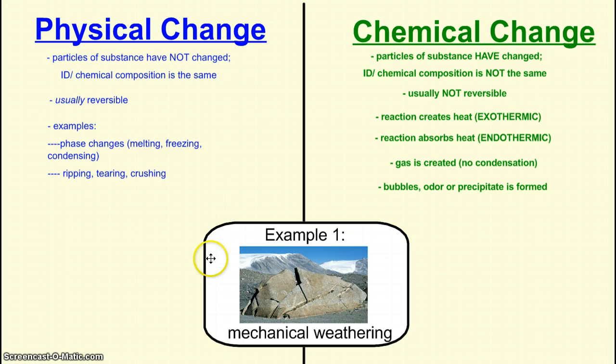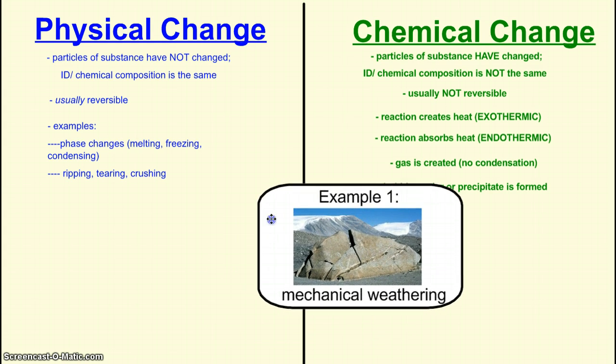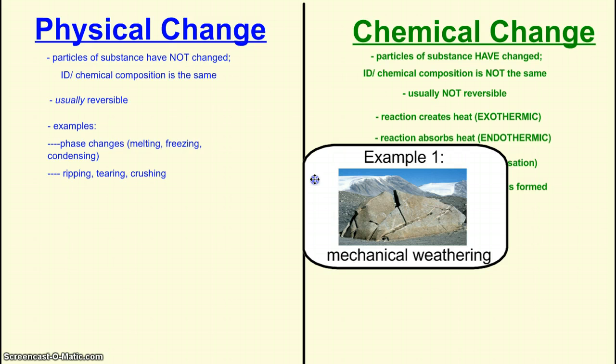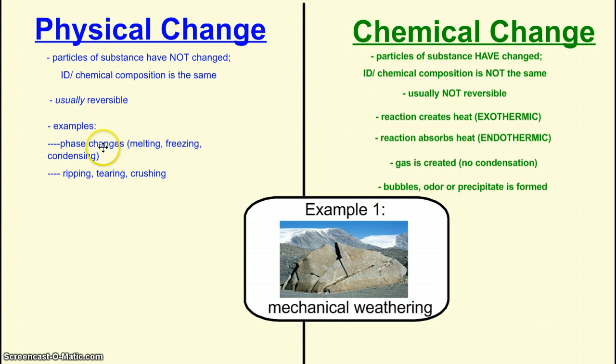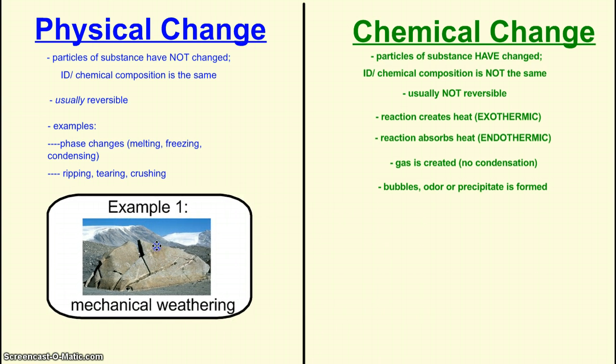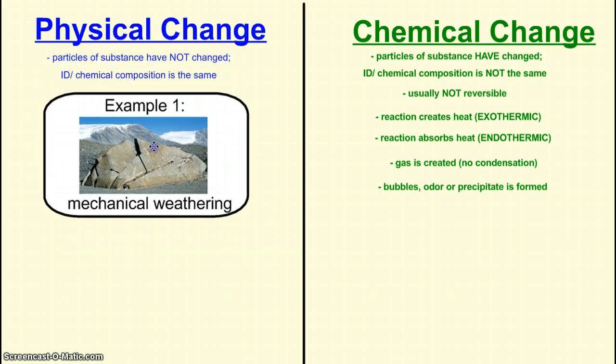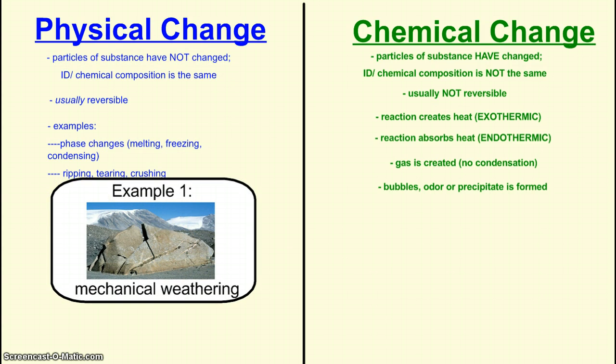So let me see. I'm thinking chemical because I know I can't get that rock back to normal. It's not reversible. However, I was talking before about some phase changes in water, and also the particles of this substance, the particles of this rock, if it's a granite rock, the composition is still the same. It hasn't changed. It's changed its shape a little bit, but if we were to look at the atoms that make up this rock, they would not be different. So that's why mechanical weathering would best fit under the physical change category. This rock has been physically changed.